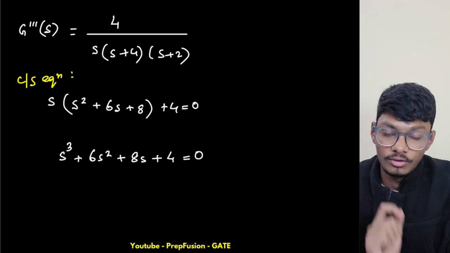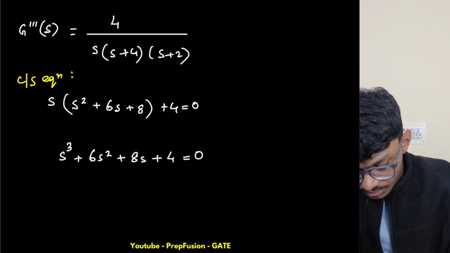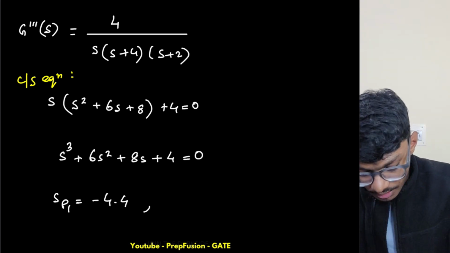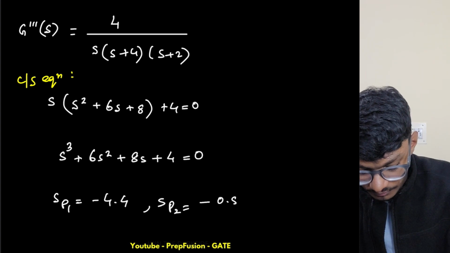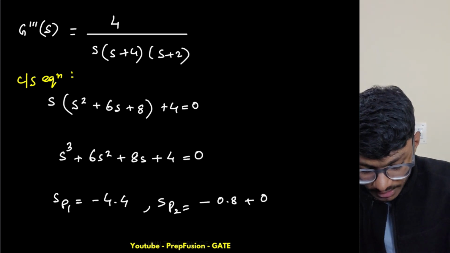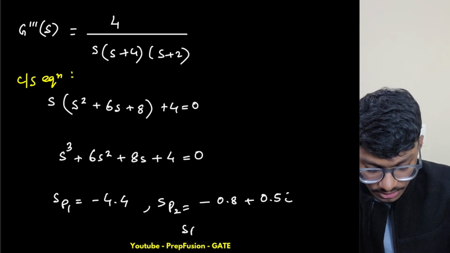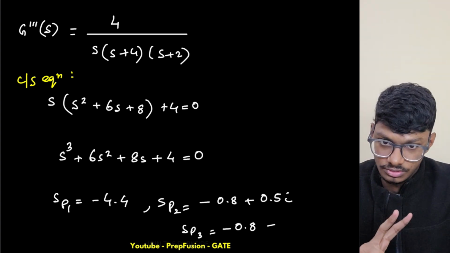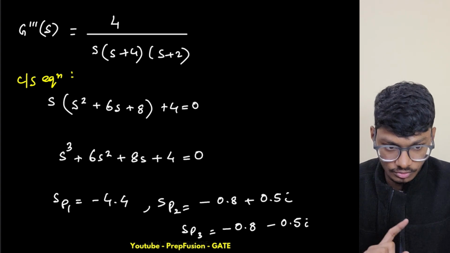So here, what will be the roots of this one? Again, if I just put it in the calculator, S P1 will be somewhere around -4.1, which will be further away. P2 will be around 0.8 plus 0.5 iota, a complex number. And S P3 will be the complex conjugate, the real part will be the same. As my coefficients are real, I will simply get complex conjugate poles.